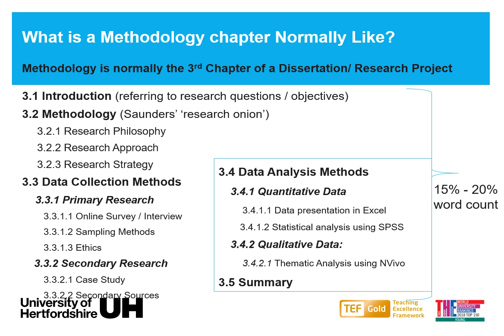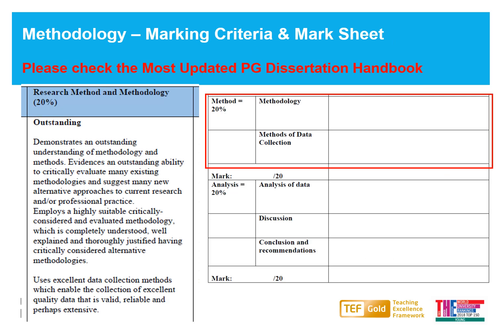This chapter normally takes 15 or 20% of the word count. By reading through this chapter, your reader should clearly understand how you conducted the research and why you conducted the research in that way. Now let's look at the marking criteria and mark sheet that is used to assess the methodology chapter.